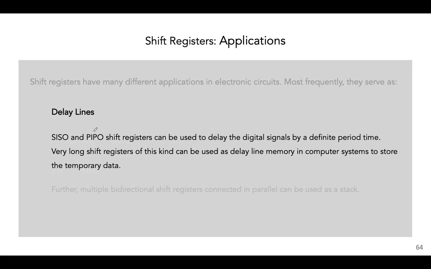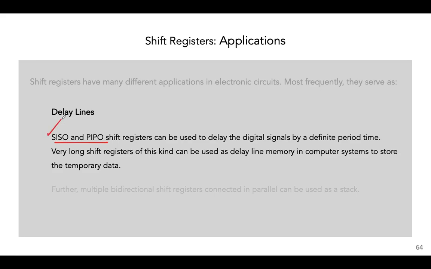And that is what it means when we say that these two shift registers can be used to delay the digital signal. So information goes in, but it doesn't come out until you apply the clock pulse. So you can delay the output of the information as you wish. And that is where these two are used.